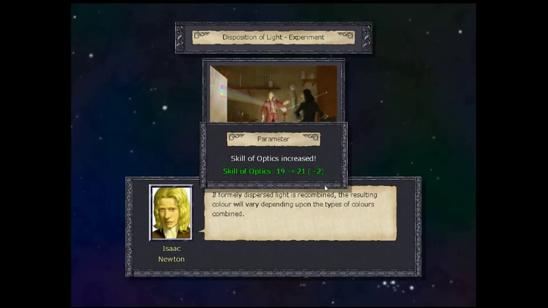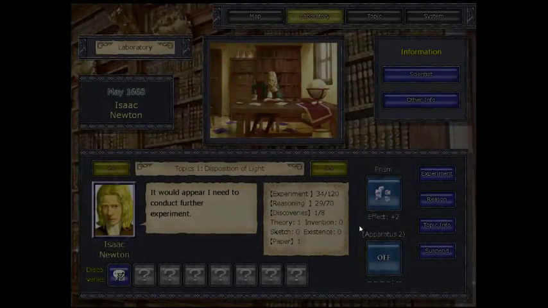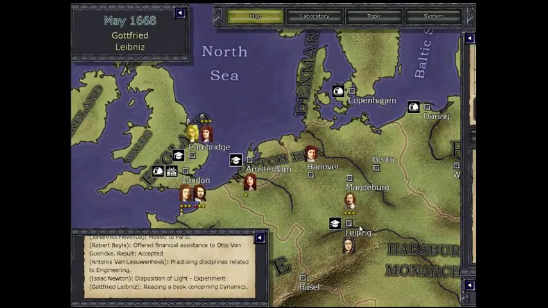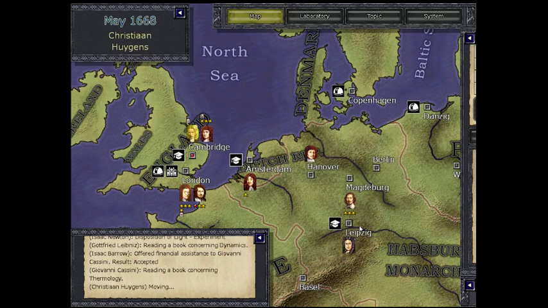Experiments up 4. Optics only went up 2 on that one. Skill of optics. No discoveries.